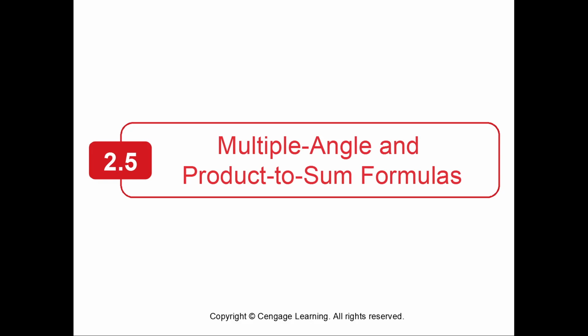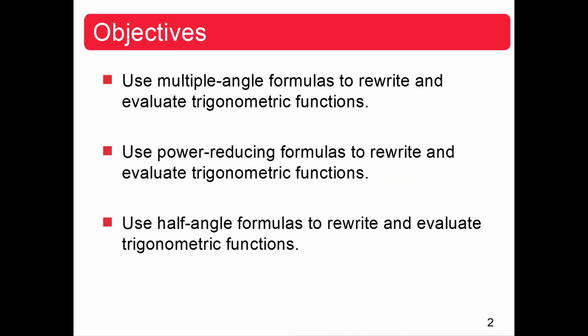You see here that the title is multiple angle and product of sum formulas, but really that doesn't even cover half of what we're going to talk about. Here is a better breakdown of what we're going to see in this section. We have a total of 5 objectives, only 4 of which we're going to tackle. The first one, we're going to use what's known as the multiple angle formulas to rewrite and evaluate trigonometric functions. We're also then going to use power reducing formulas to rewrite and evaluate trigonometric functions.